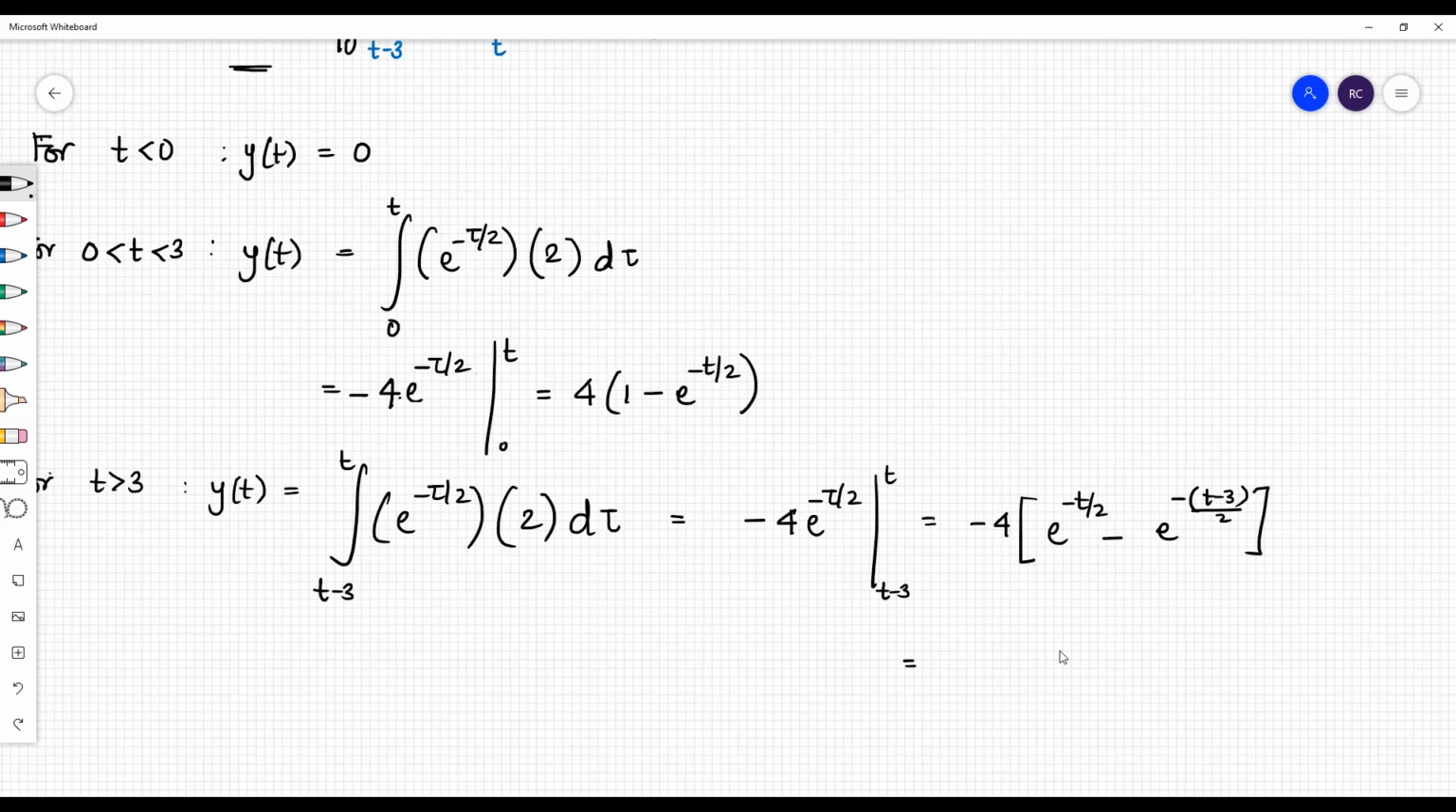Rearrange it a little bit. Take e to the power minus t by 2 out. And I'm going to flip the sign. So 4 e to the power minus t by 2, I'm taking it outside, and this then becomes e to the power minus t by 2 plus e to the power 3 by 2. Right? So this becomes e to the power 3 by 2 minus 1. Right?